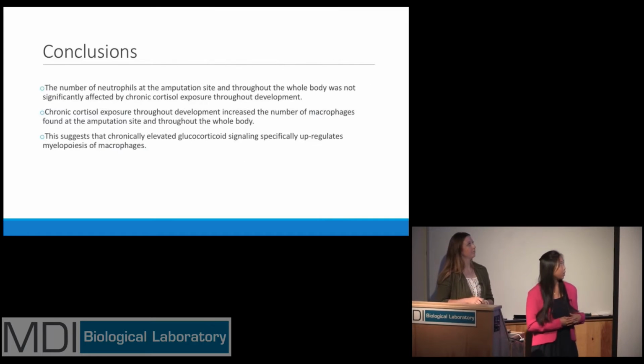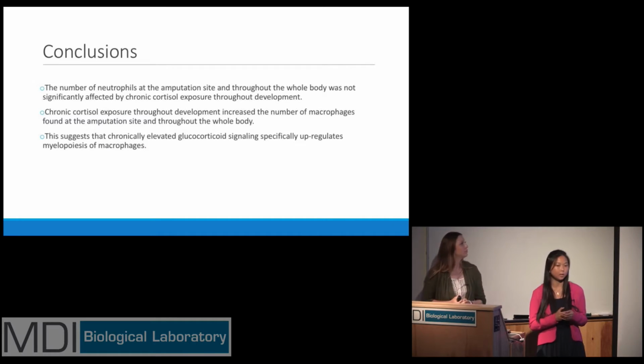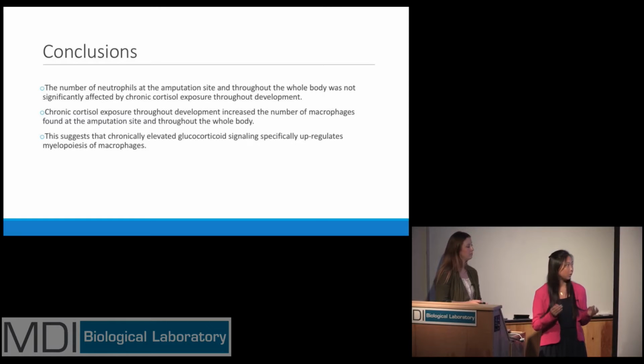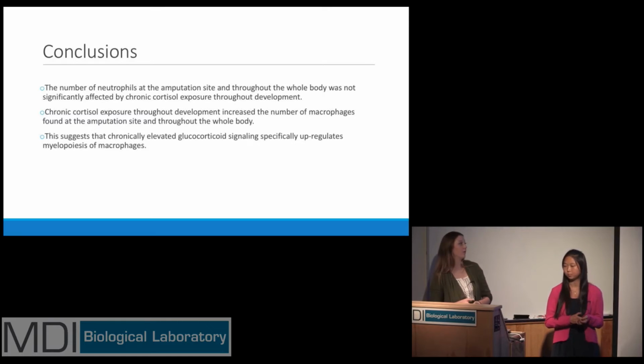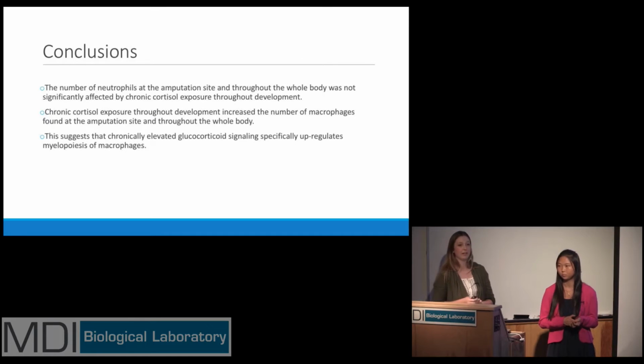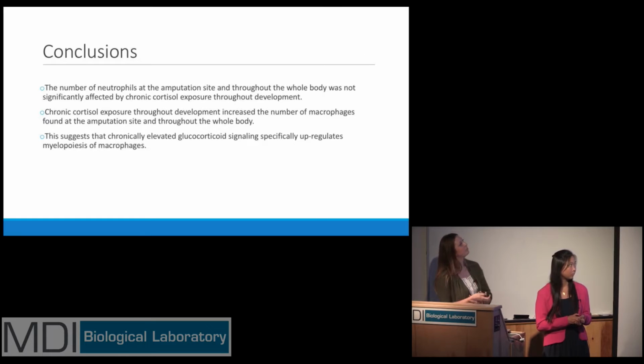So our conclusions are that the number of neutrophils at the amputation site and throughout the whole body are not significantly affected by the cortisol exposure throughout development. We also found that chronic cortisol exposure throughout development increased the number of macrophages at the amputation site and throughout the whole body. This evidence suggests that chronically elevated glucocorticoid signaling specifically upregulates myelopoiesis, or formation of macrophages.